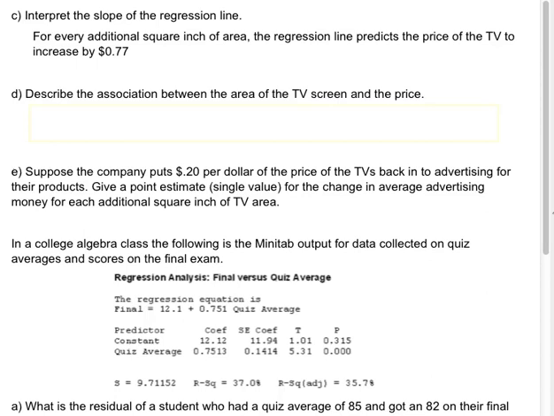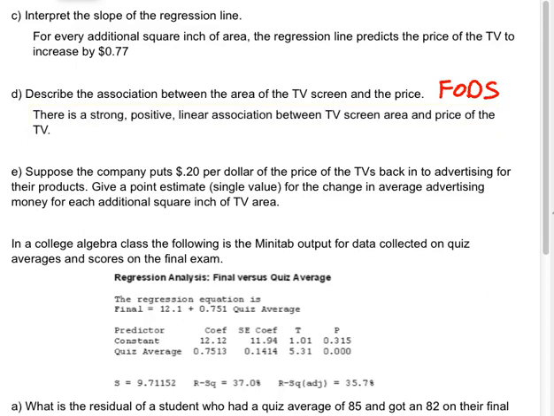Here, describing the association. Describing association, again, is another way of asking FODs. Here we did see a very linear pattern. It was very strong. So remember, there is a strong positive linear association between TV screen area and the price of that TV. Whether they talk about analyzing the correlation coefficient, the association, or the nature of the relationship, all those things, always FODs.